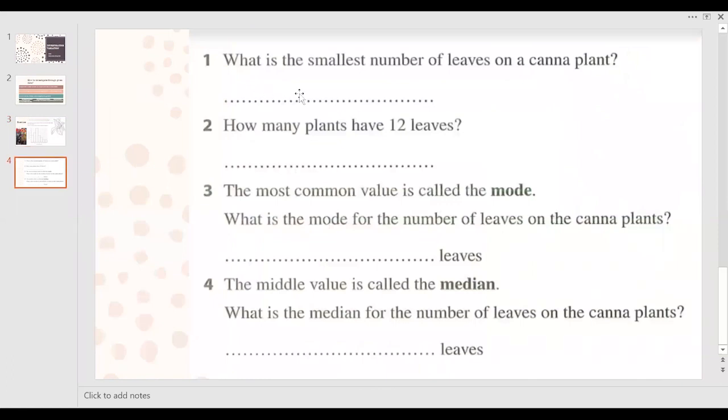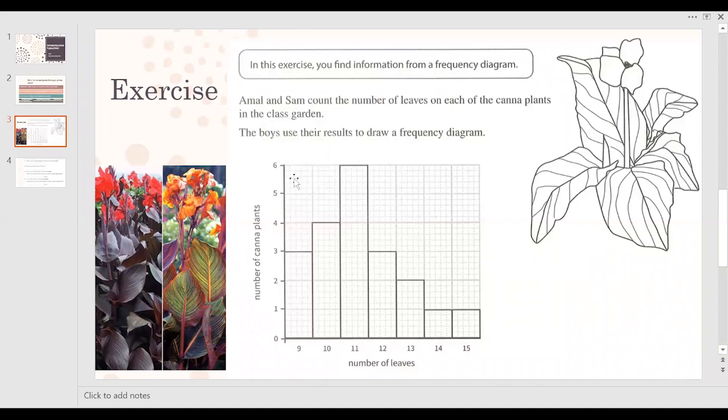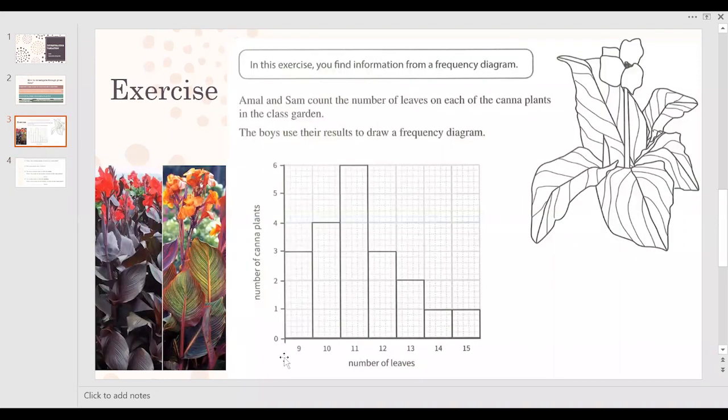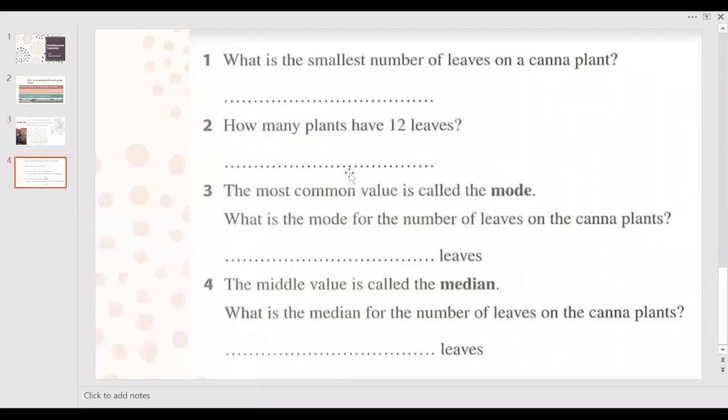It says, what is the smallest number of leaves on a canna plant that they have collected? The smallest number of leaves. Can you see it in here? Can you find it out? What is the smallest number of leaves according to the frequency diagram given? Yes? Can you tell me, please? Okay. It's 14. 14 and 15, they're the same. Yes. The smallest number of, not of plants that have... I think it's 9. 9.